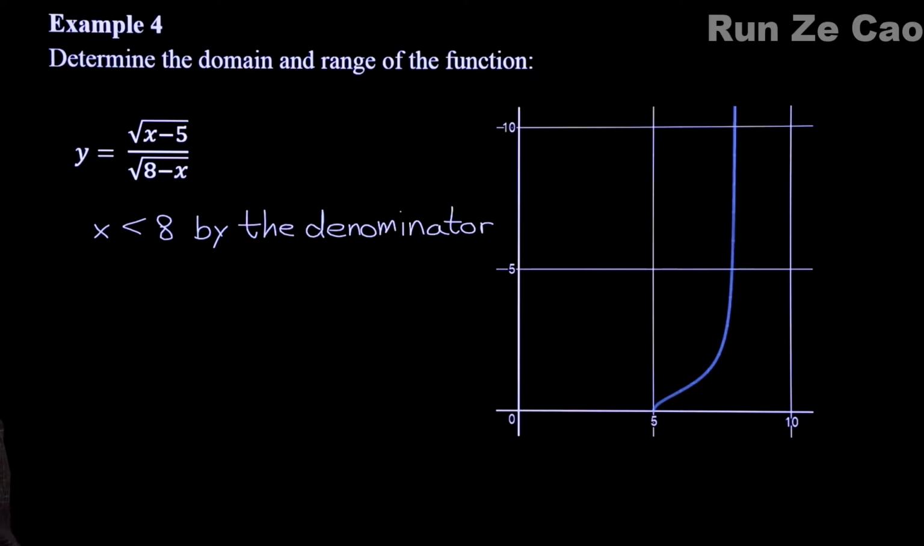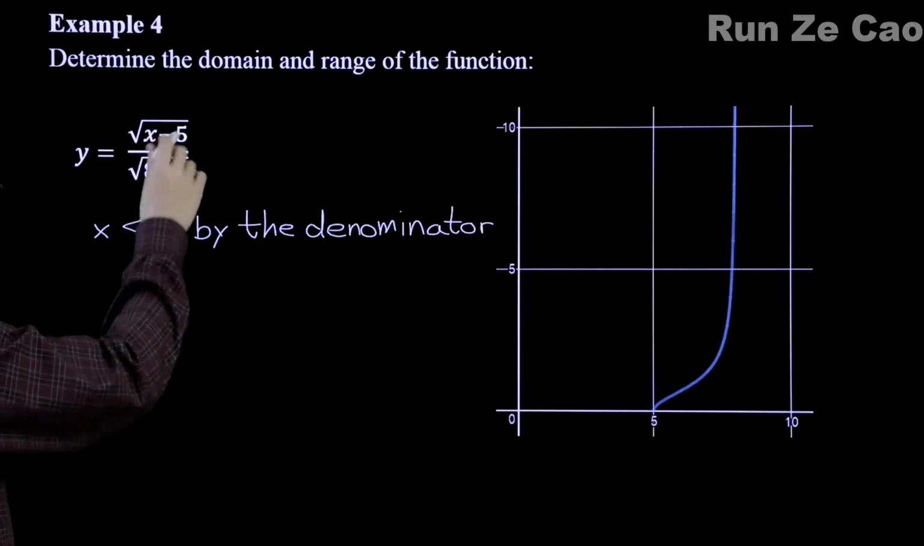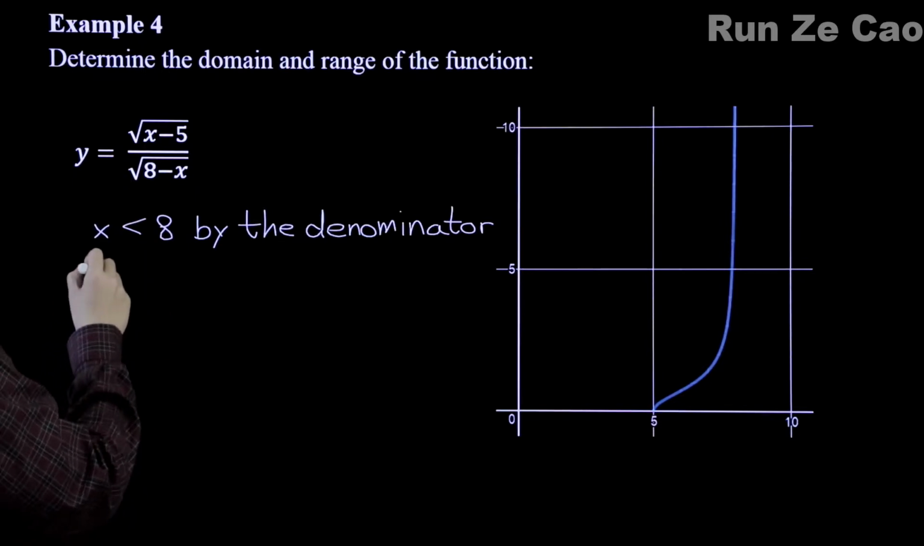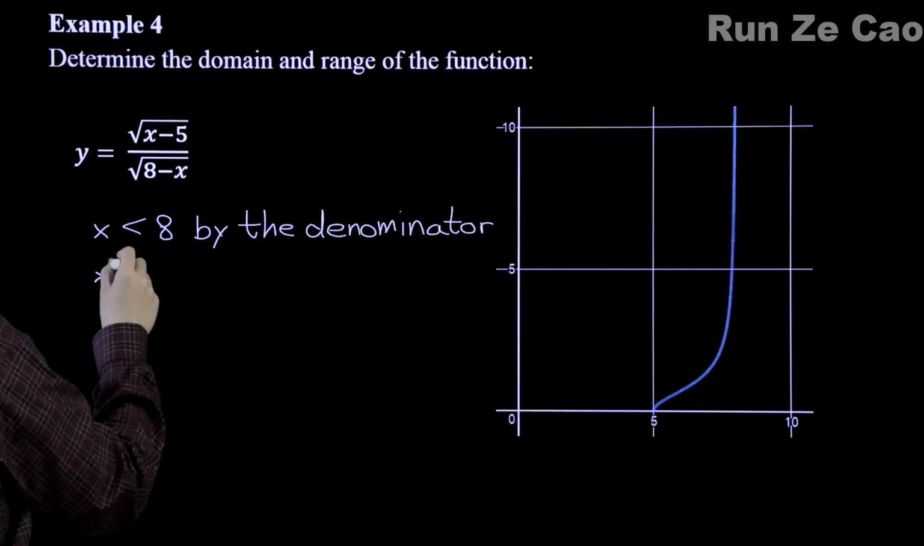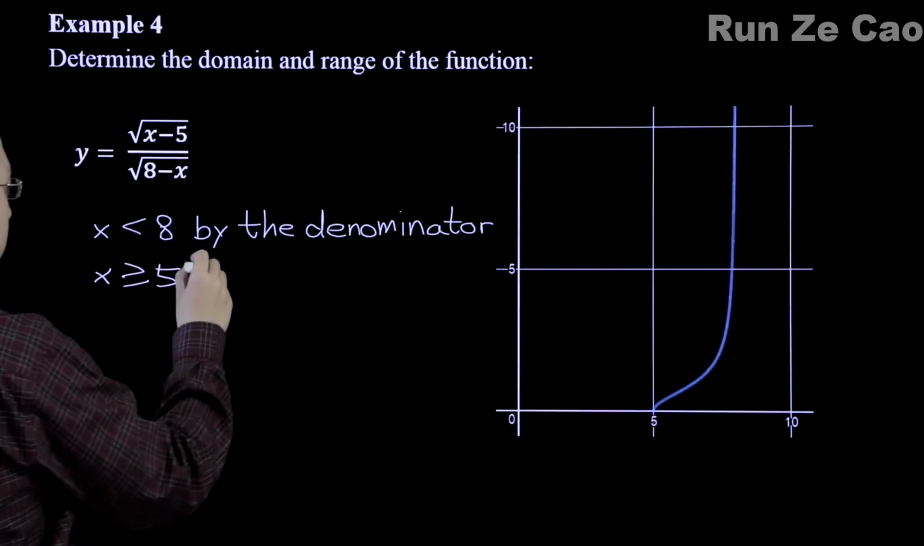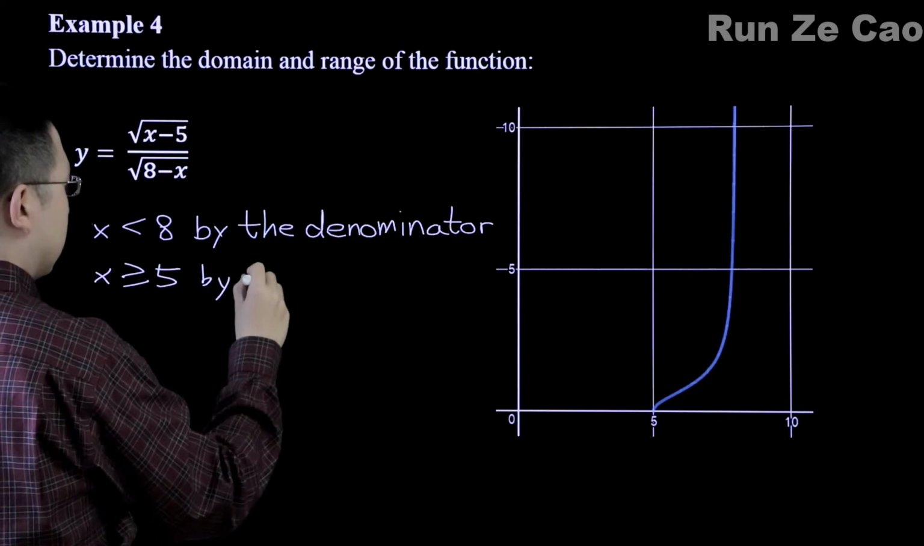And what else? Well, up here, we're taking the square root of x minus 5. So x must be greater than or equal to 5 by the numerator.